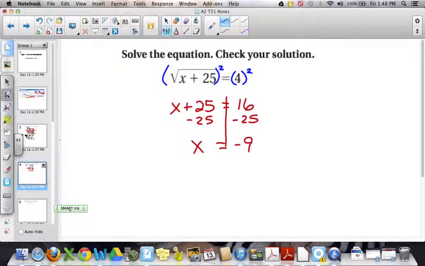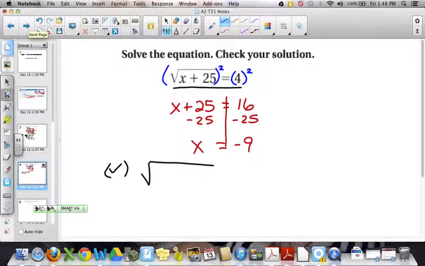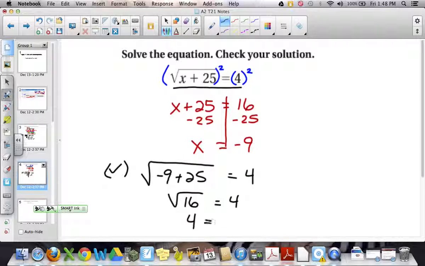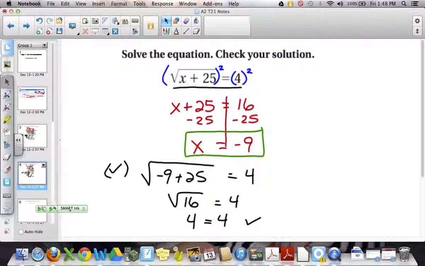All right, now going back and checking that in the original equation, we have the square root of -9 plus 25 equal to 4. So -9 plus 25 is 16. So we get square root of 16 equals 4, and that does equal 4. So it checks out, and x equals -9 is in fact the solution.